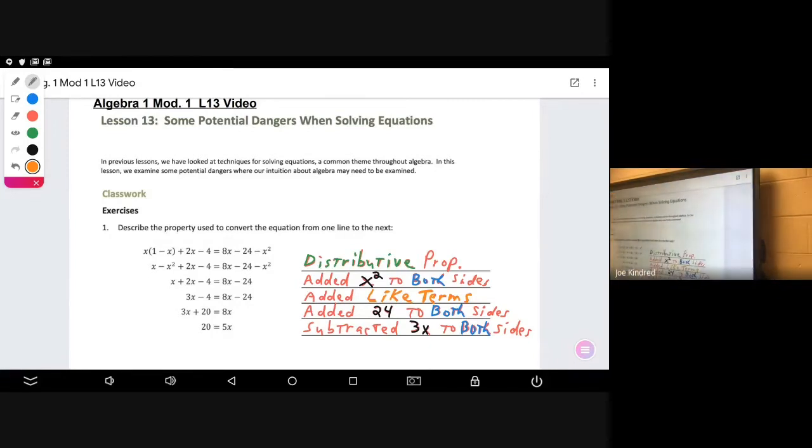You'll notice that from the original, the only thing that's happening here is that you're multiplying and distributing the x through to get an x minus x squared. Everything else stays the same. So that's why this first property is just the distributive property.